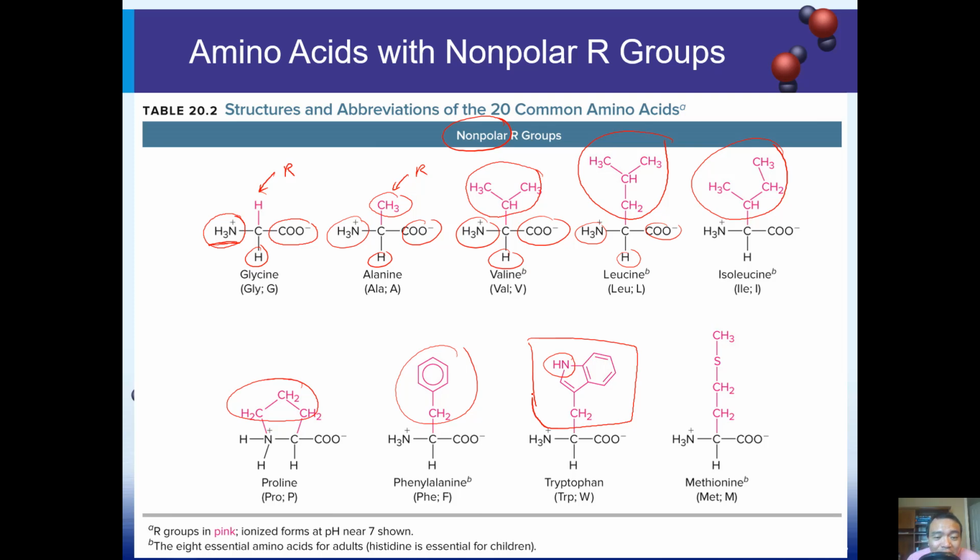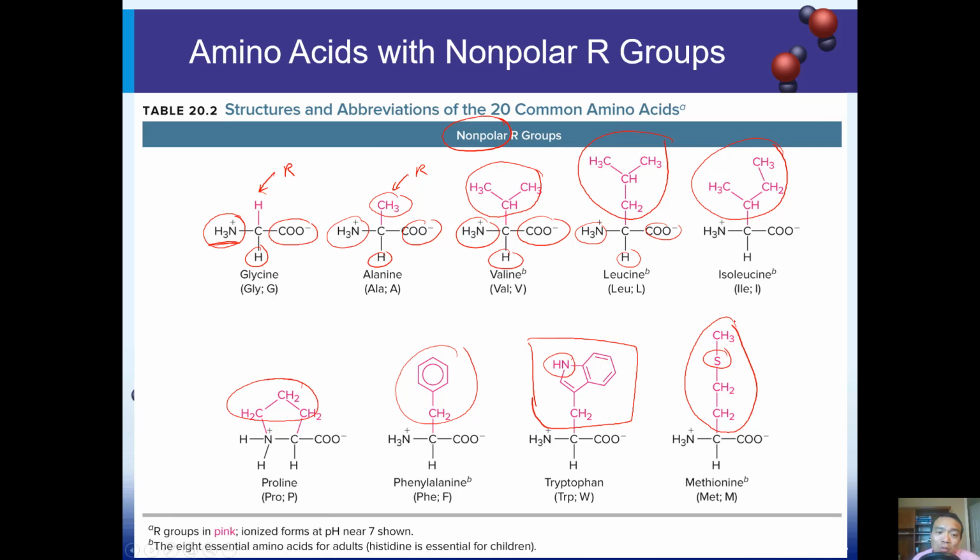We will not ask you to memorize the structures themselves. We will give you the structure, and you must be able to recognize and classify them as nonpolar, polar, acidic, or basic. We're going to go over those as well. Another one that is kind of special is methionine, where you have a sulfur group over here, but the others are also hydrocarbons.